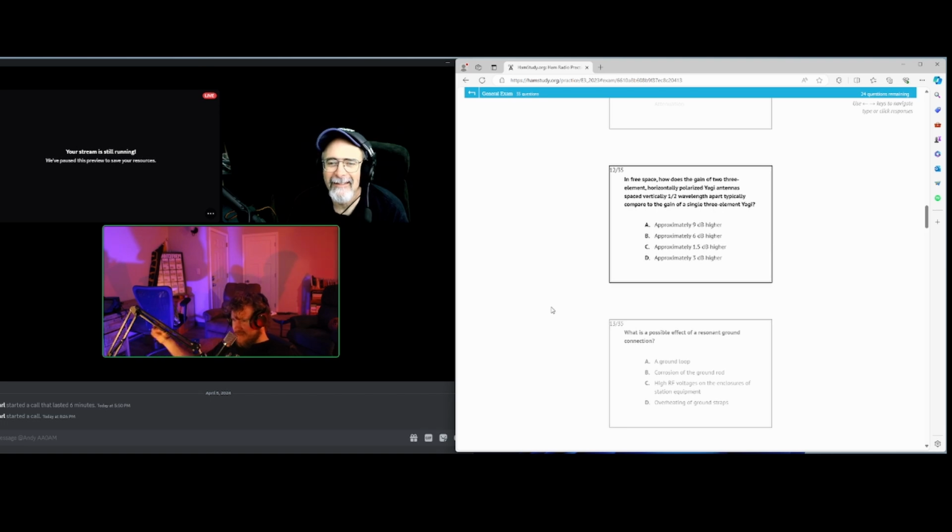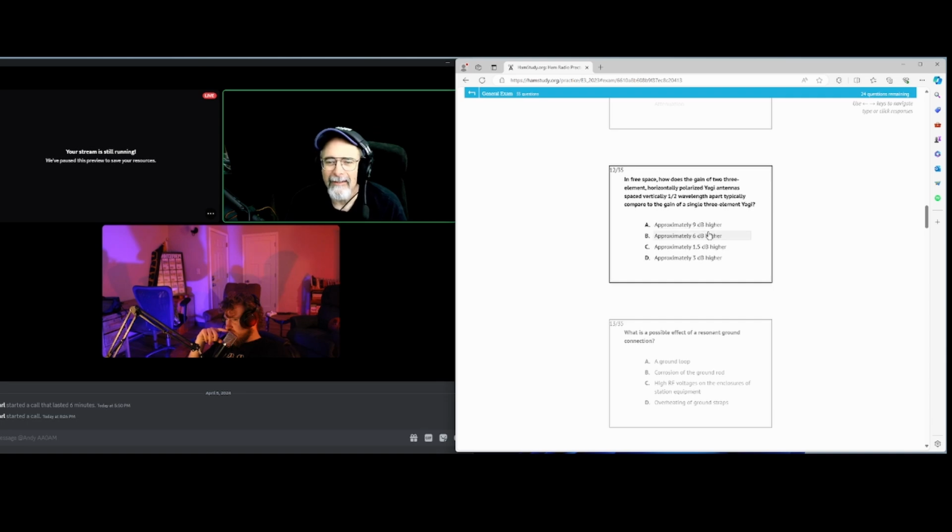In free space, how does the gain of two 3-element horizontally polarized Yagi antennas spaced vertically at half wavelength apart typically compare to the gain of a single 3-element Yagi? Watch out! dB, dB, dB, dB.